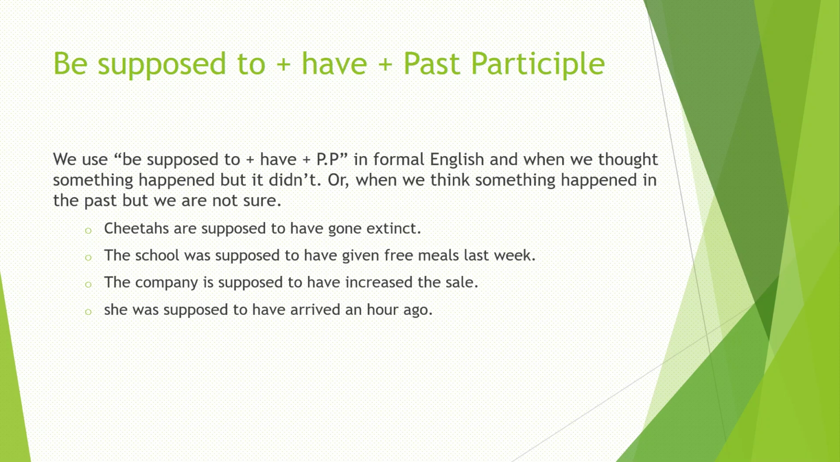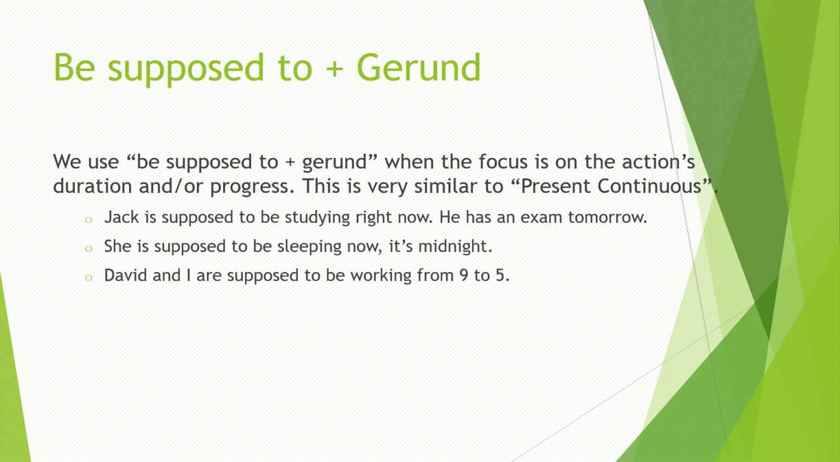And in the previous one, actually, be supposed to plus gerund, we can still use the bare infinitive. For example, Jack is supposed to be studying. We can say Jack is supposed to study. That's fine. Or she's supposed to sleep. David and I are supposed to work. Yes. But when you use gerunds here, as I said, it's similar to present continuous. We focus on the action, like the duration, the progress, okay? It conveys the point much better.